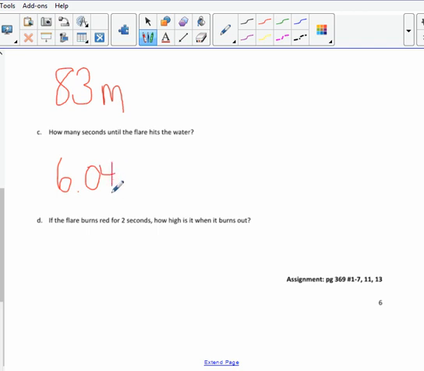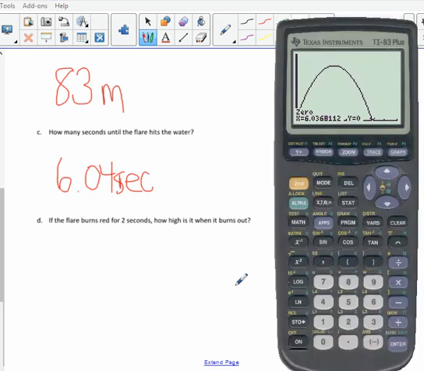I'm writing with my mouse right now, so it's a little bit tricky. Seconds, sorry, I almost wrote meters. 6.04 seconds is when my graph ended up being back down at a height of 0 when I hit the water. Part D, if the flare burns red for 2 seconds, how high is it when it burns out?